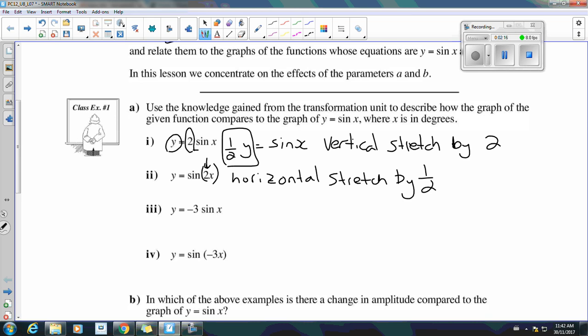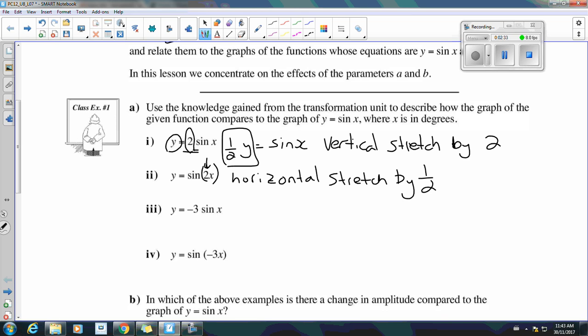If we go back to the first example, when we replace y with 1/2 y, it's also a vertical stretch by 2. But here, since the 2 can also be written on the opposite side, sometimes we forget that we really are taking the reciprocal there as well.